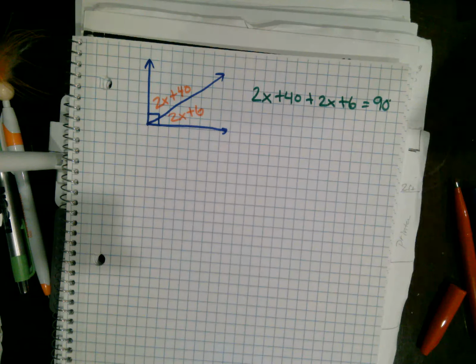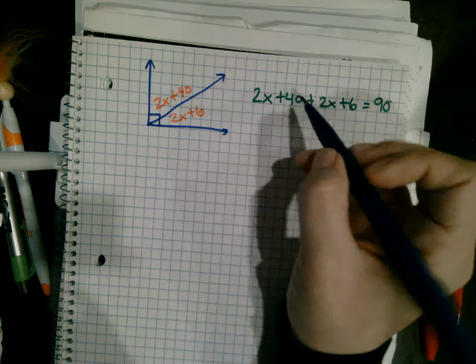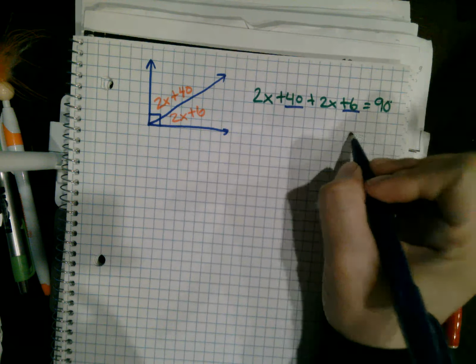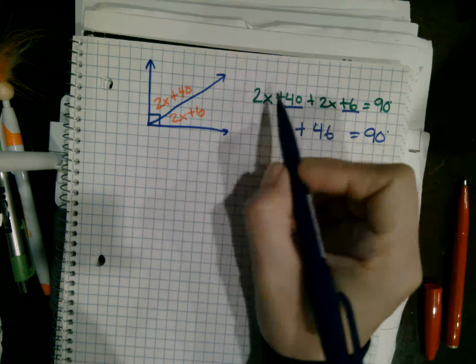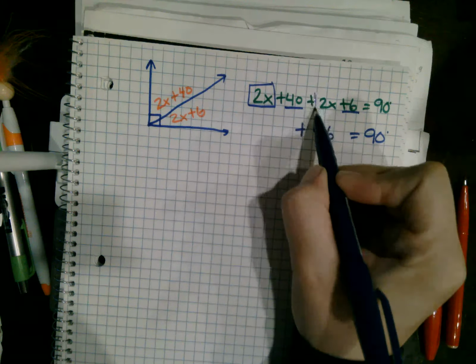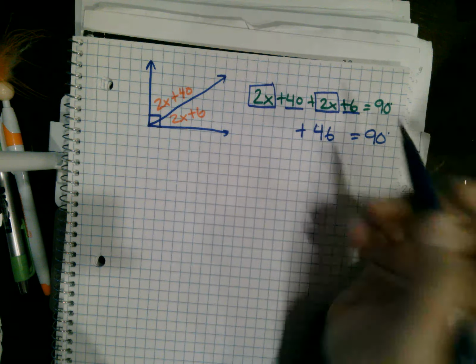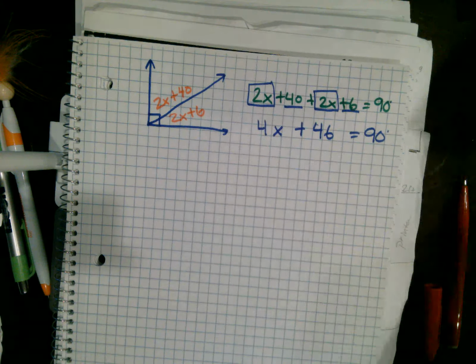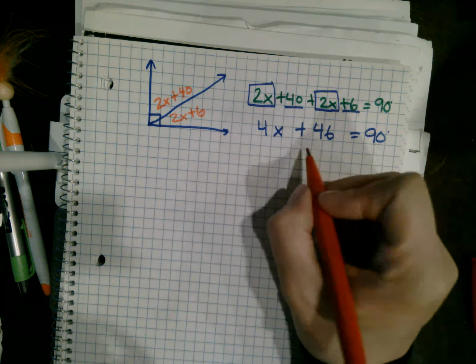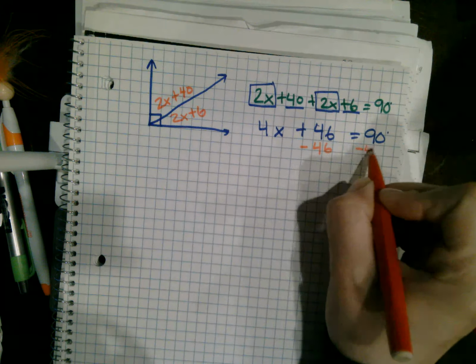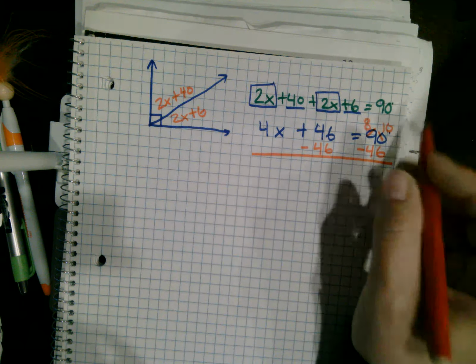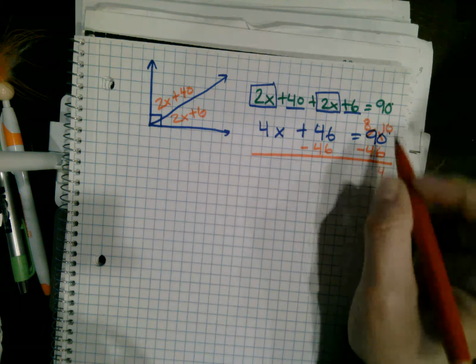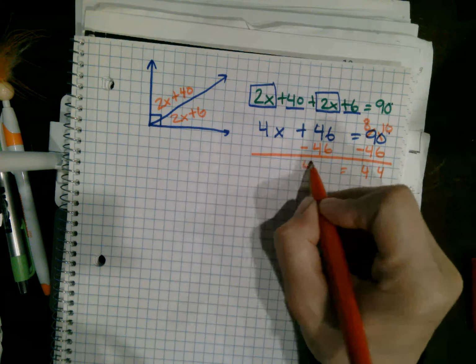So if I put my numbers together without the variables, that gives me 40 plus 6 is 46. Plus, if I put my variables together, 2x plus 2x, what's 2x plus 2x? 4x, okay? Let's see if this works out. Minus 46, minus 46. Wait, 10 minus 6 is 4. 8 minus 4 is 4, is equal to 4x.